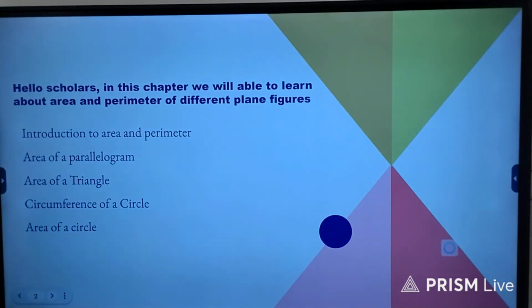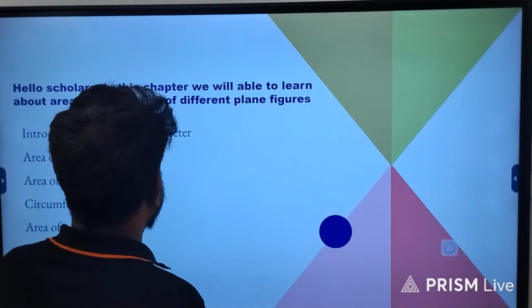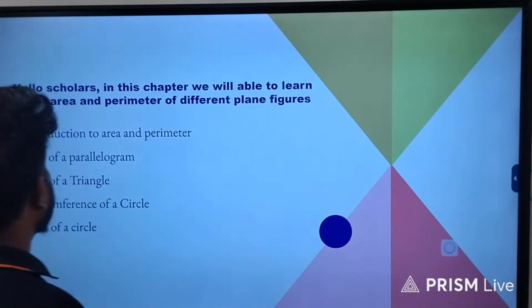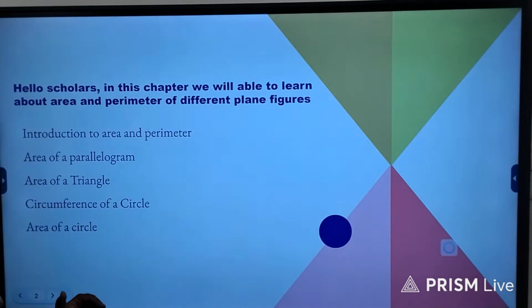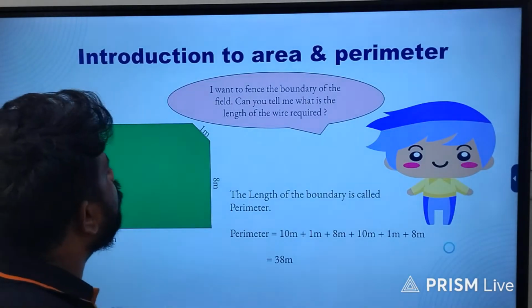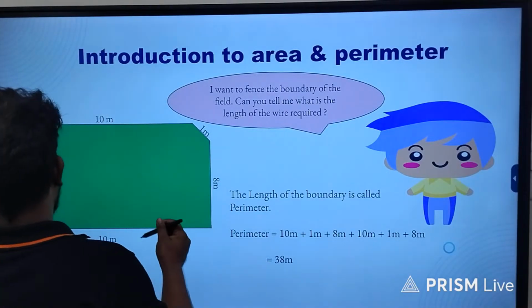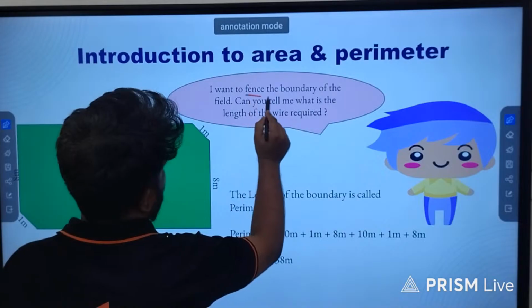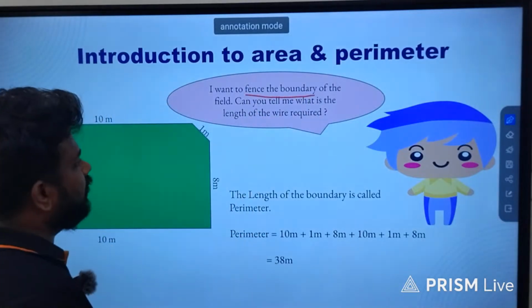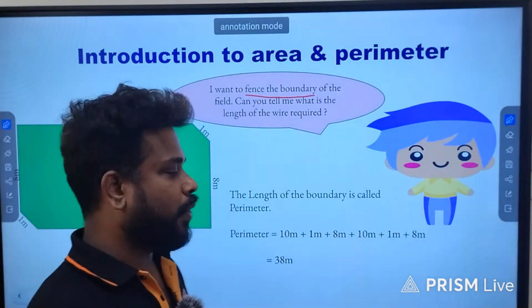Hello scholars, in this chapter we will be able to learn about area and perimeter of different plane figures. So these are the topics which we are going to learn. Let's go next. Introduction to area and perimeter. I want to fence the boundary of a field. Can you tell me what is the length of the wire required?